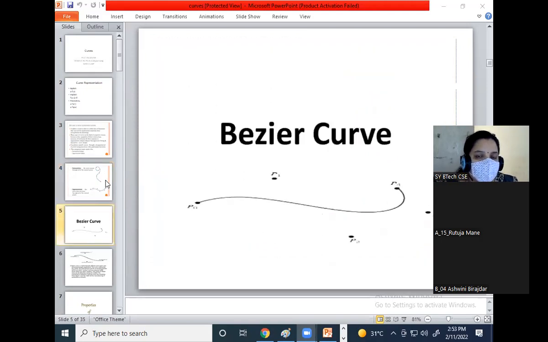So let us start the first type of curve, that is called the Bezier curve. The Bezier curve is an example of approximation. It has a number of control points and the shape is decided by the control points, but it does not actually pass through all the points. That's why it comes under the approximation types.